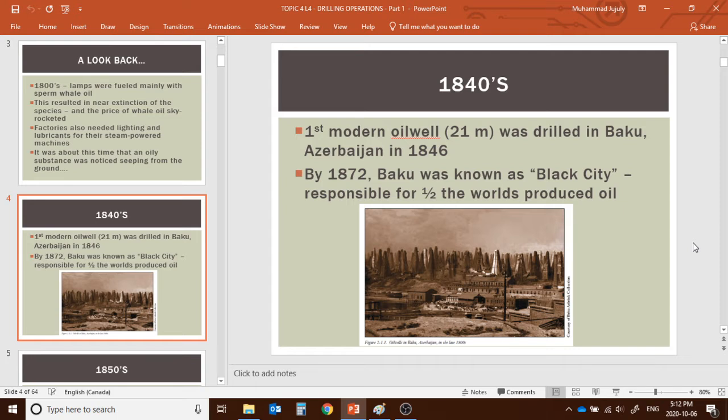Now, you have probably heard about what is going on in Azerbaijan right now. This country is near the Caspian Sea. The capital, Baku, is known as the Black City. Why? Because lots of oil and gas was produced there at that time. We found oil there first because there was a natural seep in Azerbaijan. That is exactly why.